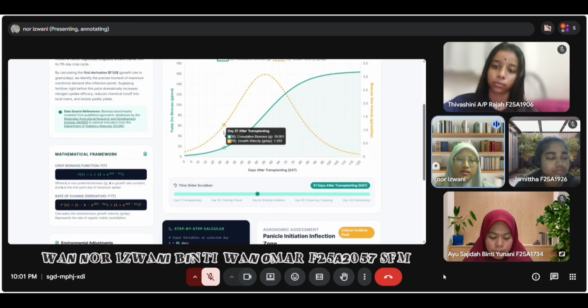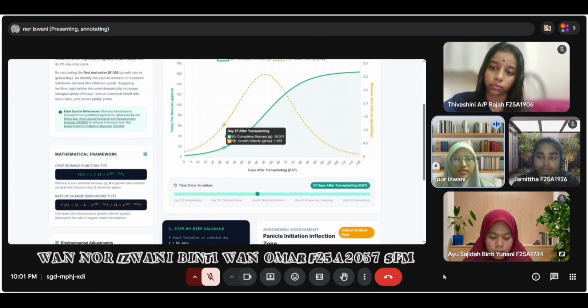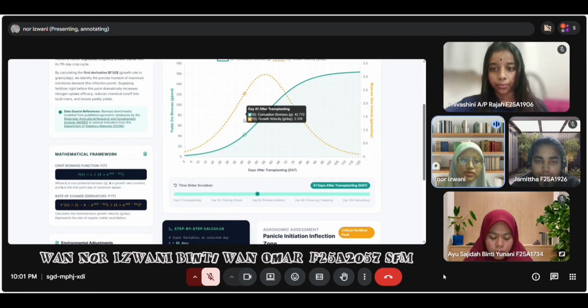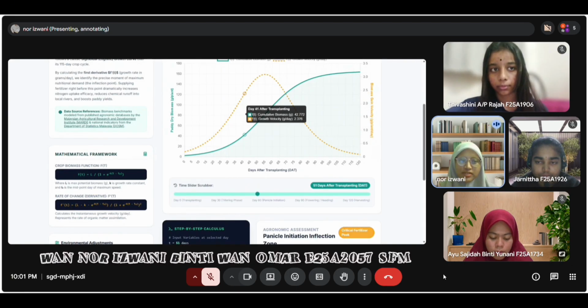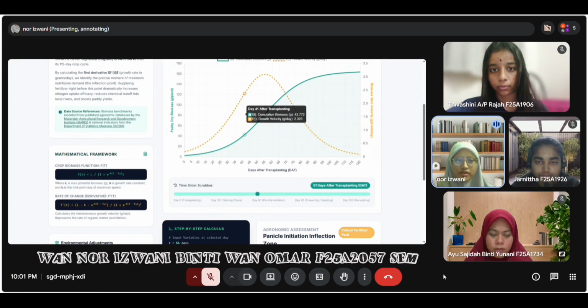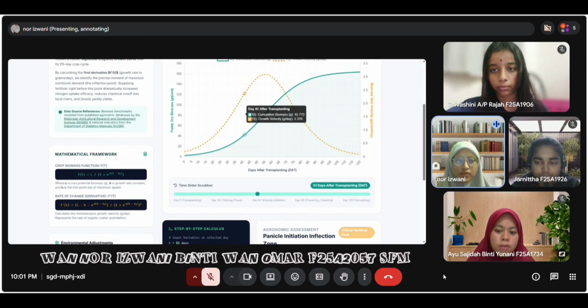Day 16 to 19, yield formation. Total biomass continues to rise, but the growth rate slows down as energy shifts from vegetative growth to rice grain production.